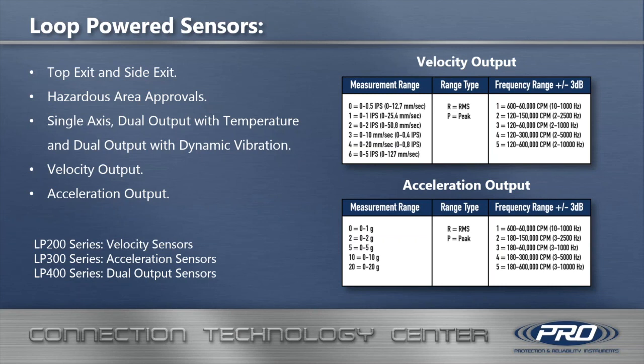As I mentioned in the previous slide, all of the configurations for loop-powered sensors must be done at the time of manufacturing. We have 3 different series for LP sensors. The 200 series is velocity sensors, the 300 series is acceleration sensors, and the 400 series is dual output with dynamic vibration.